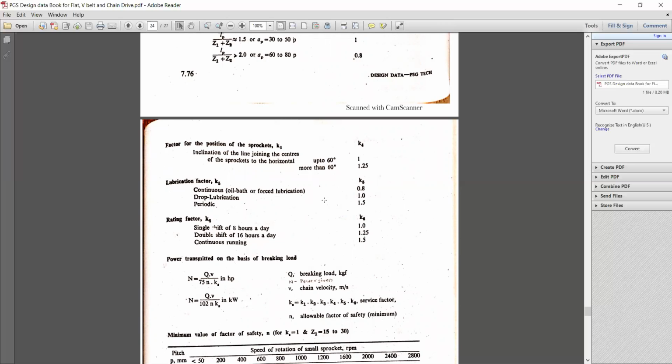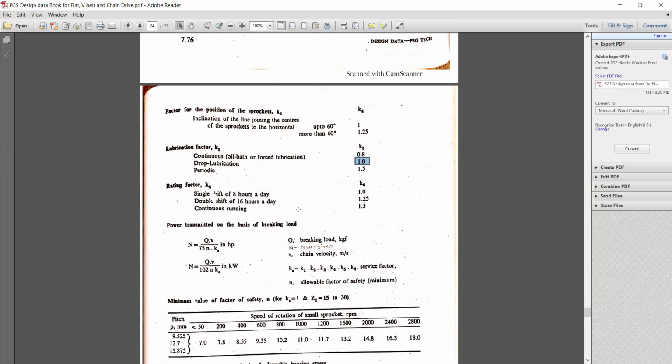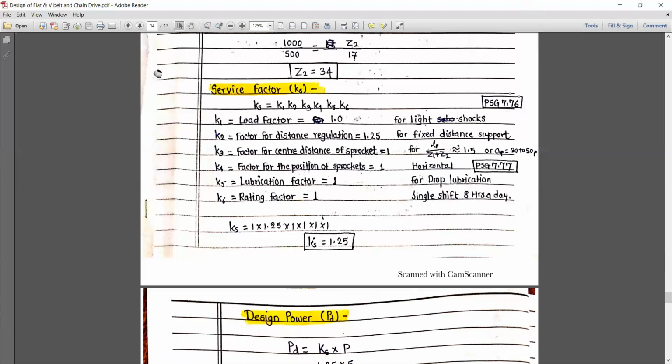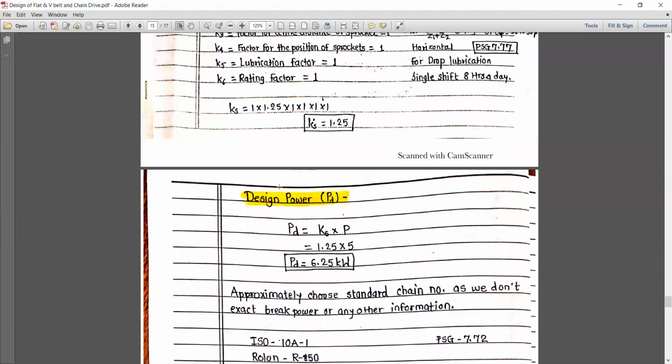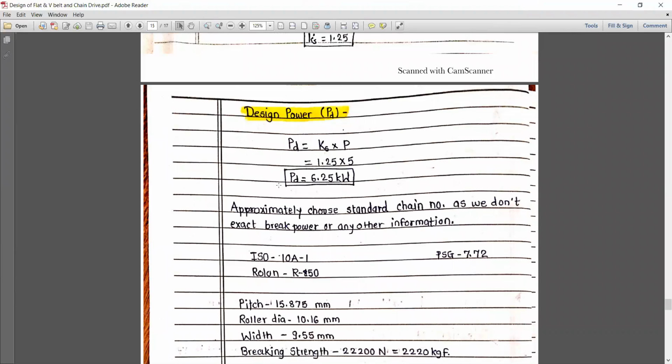Next one, the lubrication factor. We have considered drop lubrication, so the value of K5 is equal to 1. And last one, the rating factor. In rating factor, we have considered a single shift and 8 hours per day working condition. If it changes, the value of the K6 factor changes. So the value of service factor is 1.25. Now design power, PD is equal to Ks into P, that is 6.25.